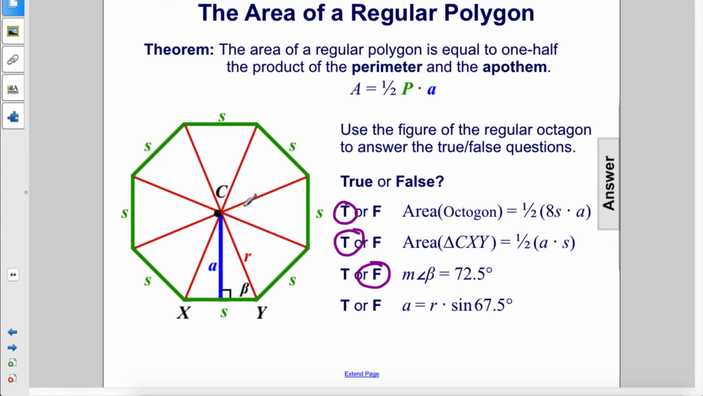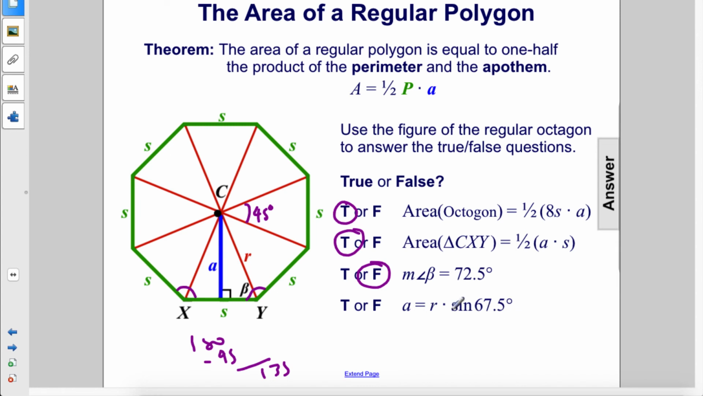The way we figured that out is that an octagon has a central angle here of 45 degrees, because that's 360 divided by 8. So that would make this angle here, or the internal angle here, equal to the supplement of this. So 180 minus 45 gives us 135 degrees. Then we divide that by 2 to get angle beta here, which is 67.5 degrees. So this one's false. And then the A here, the apothem, equals r times the sine of 67.5.